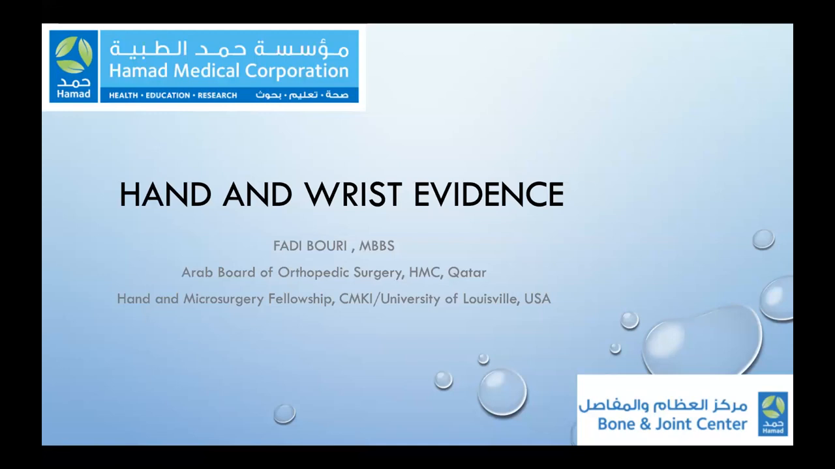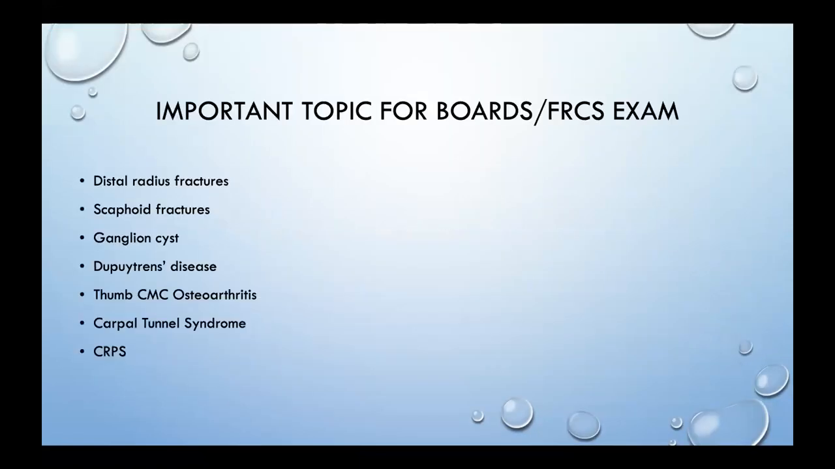Today, I have a short talk about evidence in hand and wrist for the most common topics to be asked in the boards and specifically the FRCS exam. So these are the most important topics you will encounter in the exam. You need to know some papers about each subject to support your answer in the exam. So we're going to discuss briefly distal radius fractures, scaphoid fractures, ganglion cyst, Dupuytren's disease, thumb CMC osteoarthritis, carpal tunnel syndrome, and complex regional pain syndrome.